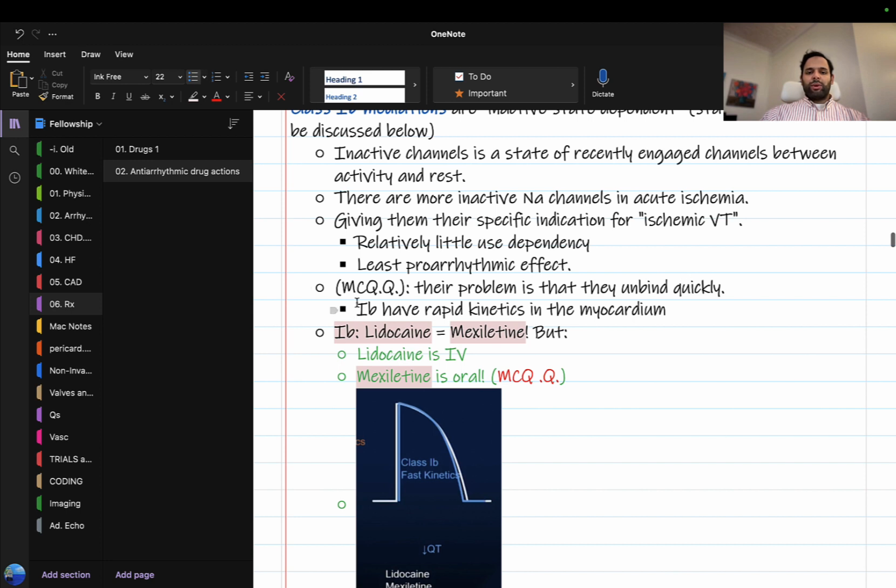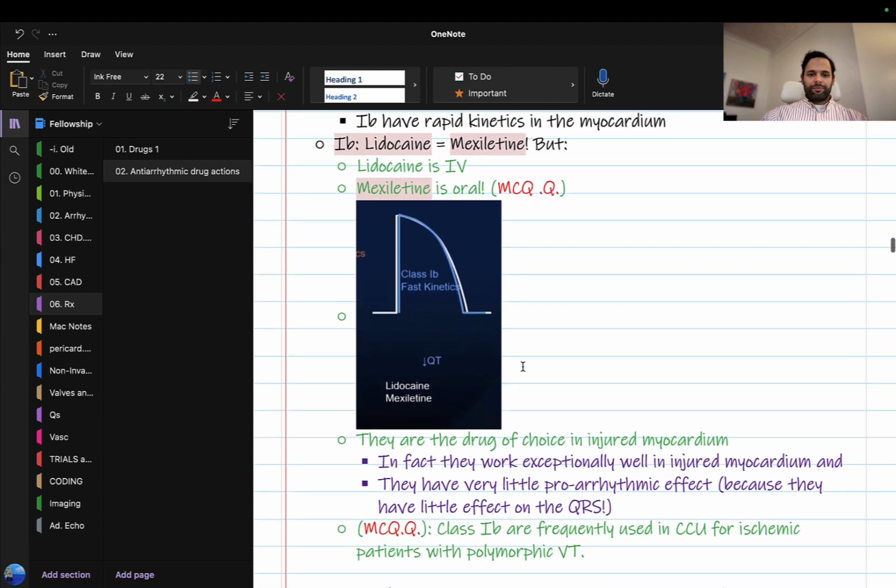And so class 1B have rapid kinetics in the myocardium. Lidocaine is our IV formulation. Mexiletine is technically just the oral formulation. And that is a commonly tested fact on the boards as well.